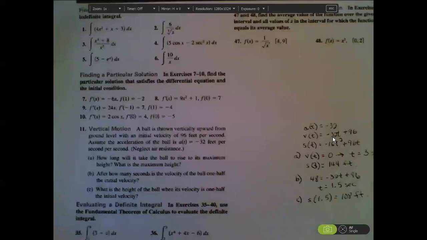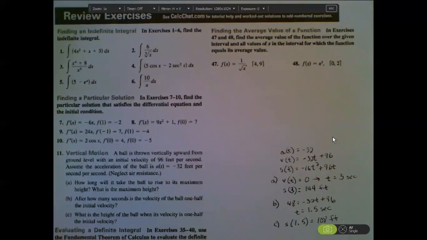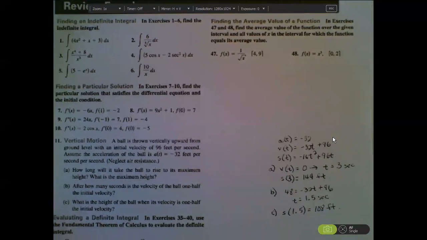All right. I'm going to save those word problems on the practice test for last, because I know that's the most difficult thing. Let's talk about the chapter 5 review. Do you have anything you need to ask from chapter 5 review?